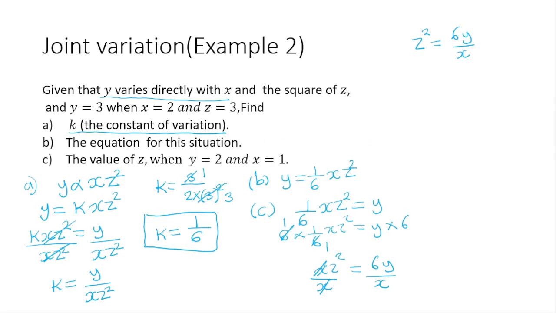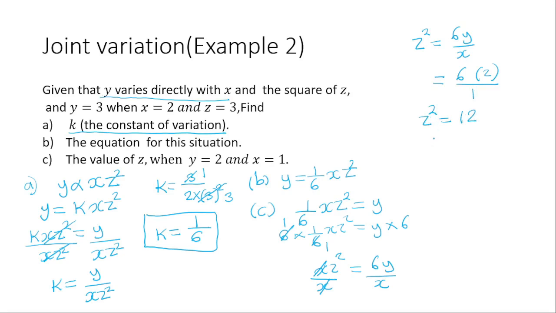So part C is saying the value of z when y is 2 and x is 1. Where there's y, we put a 2. Where there's x, we put a 1. That's how substitution works. Over 1. 6 multiplied by 2 is 12. 12 divided by 1 is still a 12.